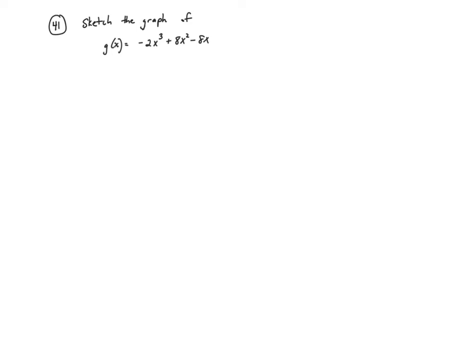Number 41. Sketch the graph of g of x equals negative 2x cubed plus 8x squared minus 8x. First, we should use the leading coefficient test. In this problem, n, which is our degree, is 3, and the leading coefficient is negative. So our degree is odd, leading coefficient is negative. That means we're dealing with a reverse Johnny Travolta. Our conclusion about the end behavior is that on the right hand side we have a fall, and on the left hand side we have a rise. Right fall, left rise.